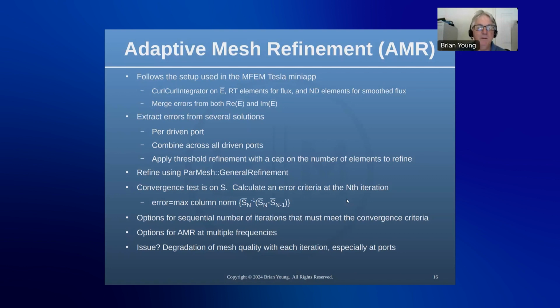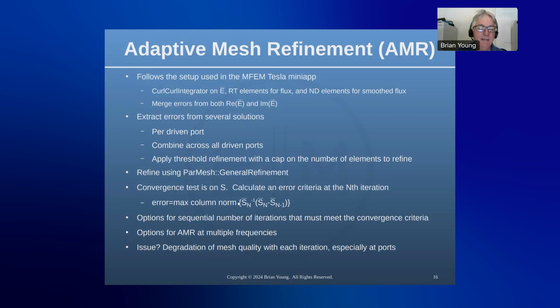Eventually, it just uses the ParMesh general refinement, so it gets back to the standard methodology at that point. Then to test for convergence, since the primary output is the S parameters, the convergence test is on the S parameter matrix S. So for that, I'm calculating an error by taking the S parameter at the nth iteration minus the S parameter at the n minus 1 iteration, and then multiplying by the inverse of the S parameter at the nth iteration. So more or less a standard error calculation, and then take the max column norm of that calculation.